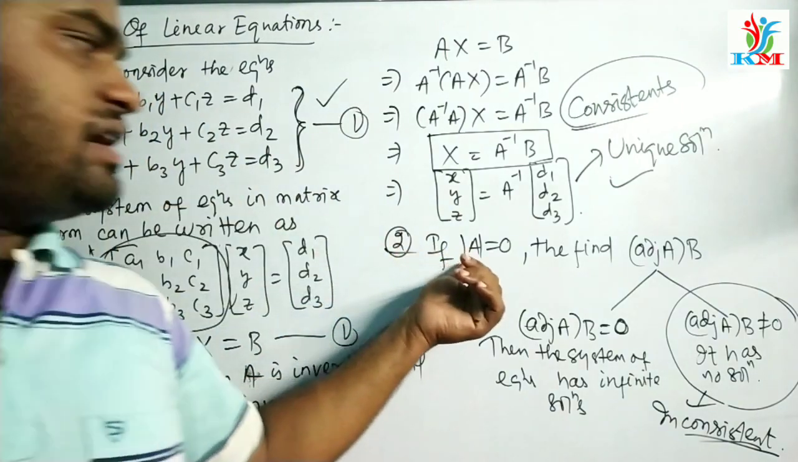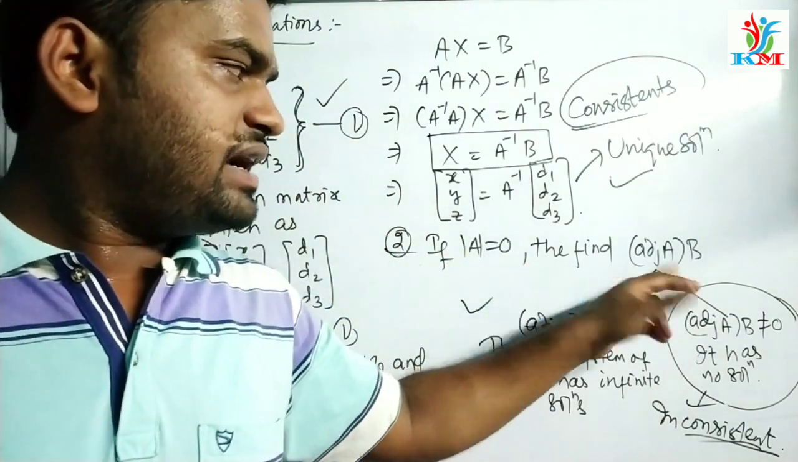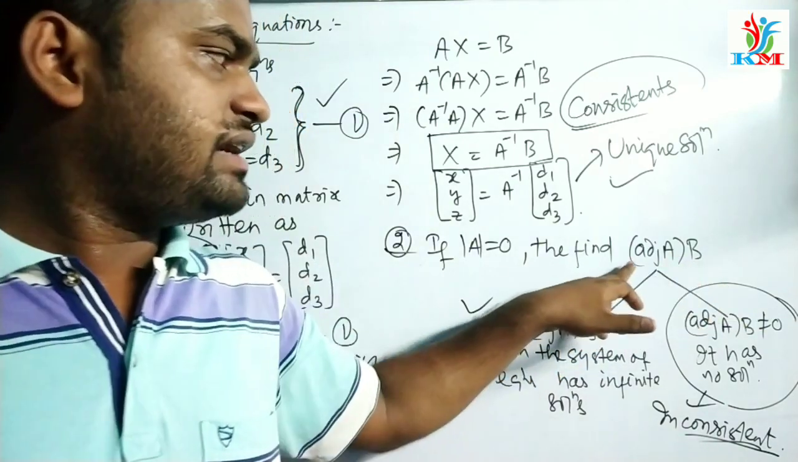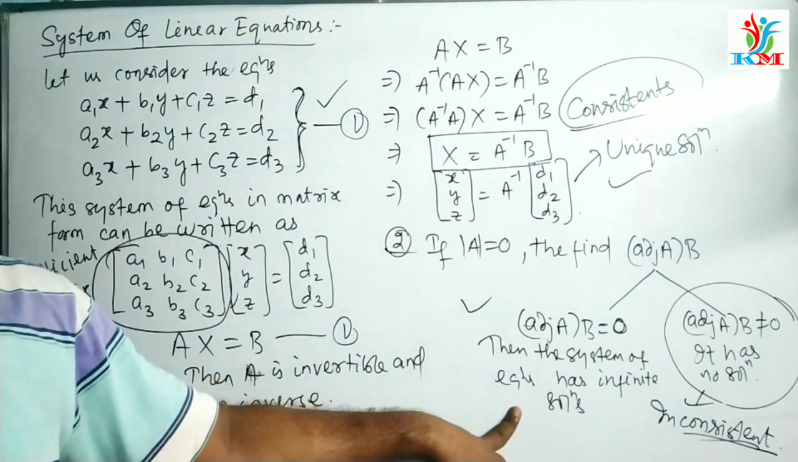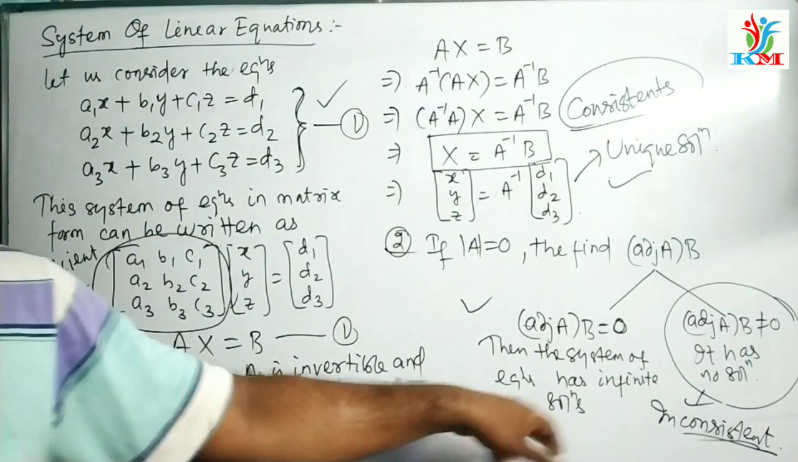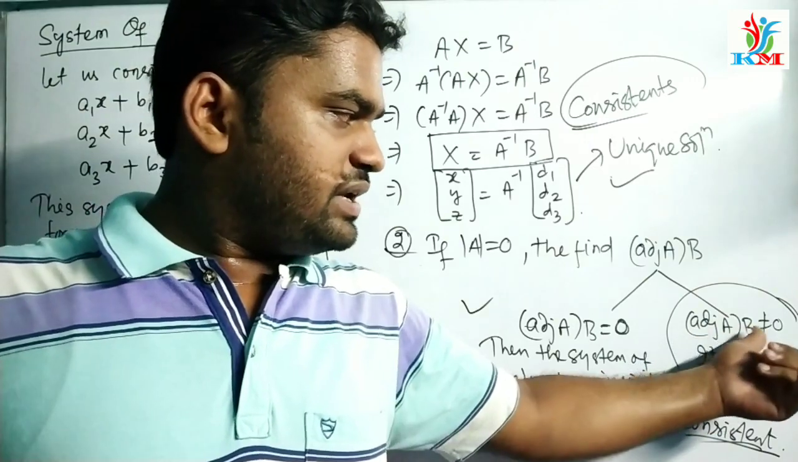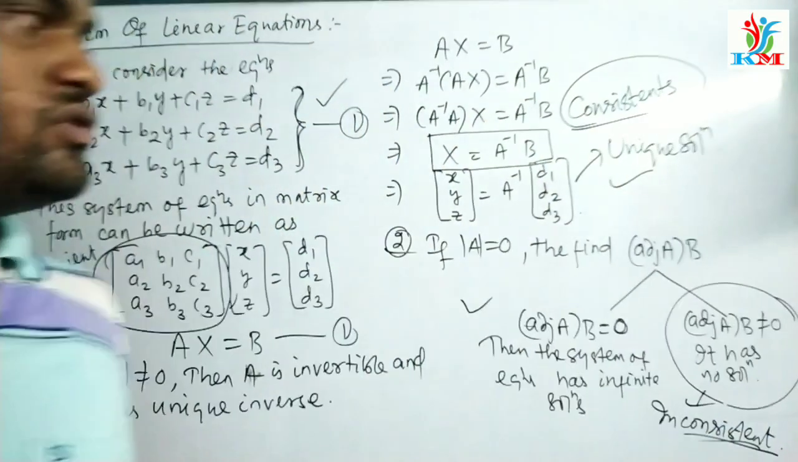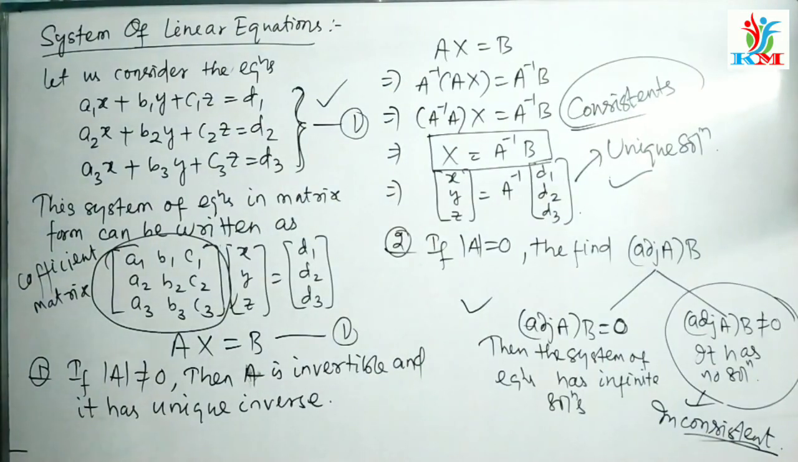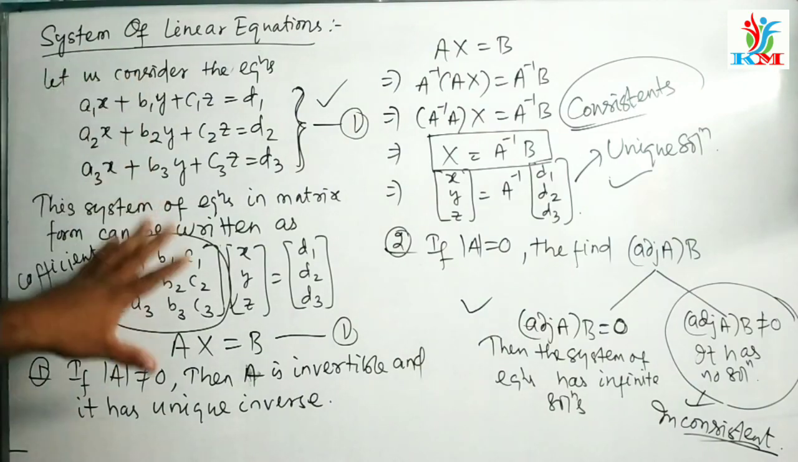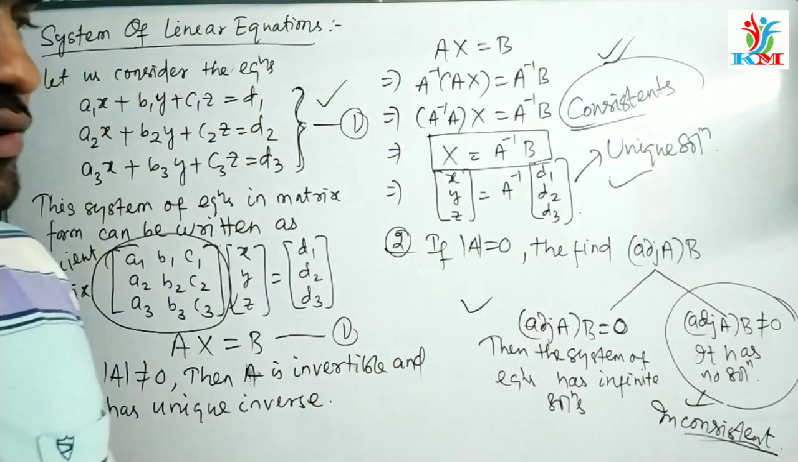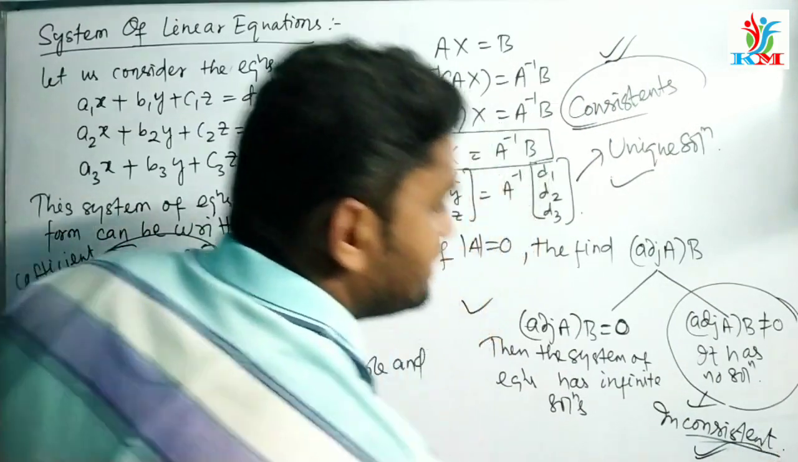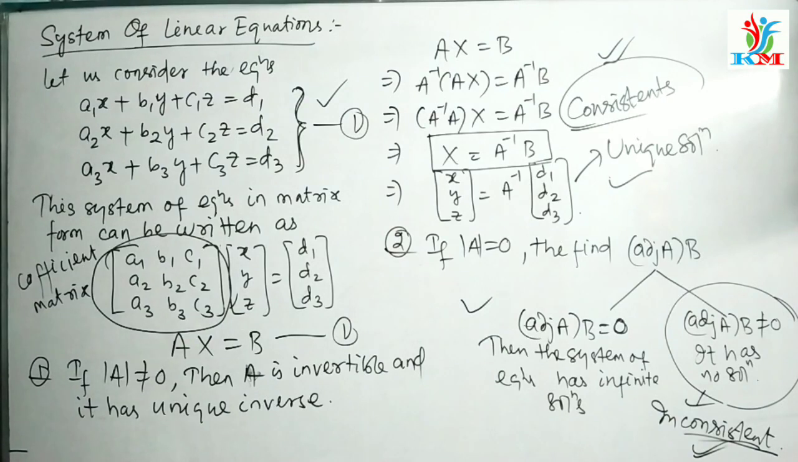If we get determinant of A equal to 0, then we have to find adjoint of A times B. If adjoint of A times B is the 0 matrix, then the system of equations has an infinite number of solutions. If adjoint of A times B is not equal to 0, then it has no solution. And we know that if the system of equations has a solution, then the system is known as a consistent system of equations. If it has no solution, then it is known as an inconsistent system of linear equations. So let's see a problem.